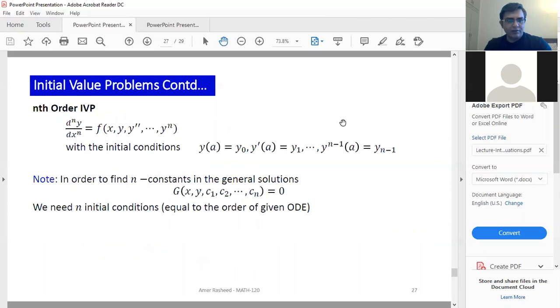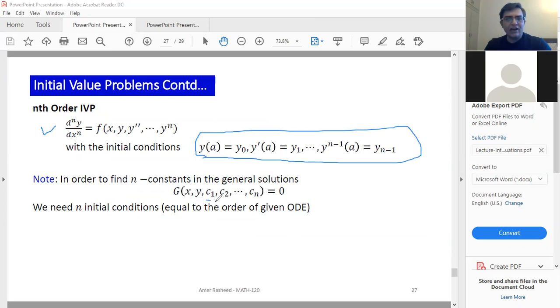So in general, I have told you that an nth order initial value problem involves an nth order differential equation. Its order is n, and we must have n initial conditions in order to find all the arbitrary constants involved in the general solution, or n parameter family of solutions. We have already discussed it.